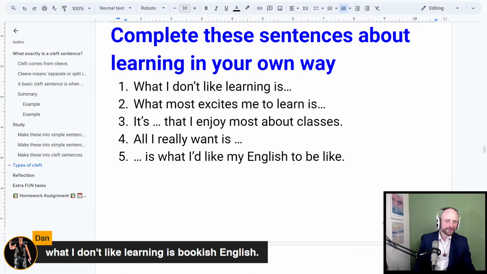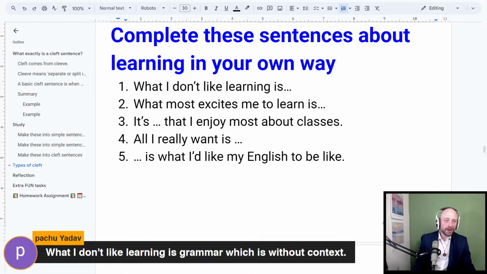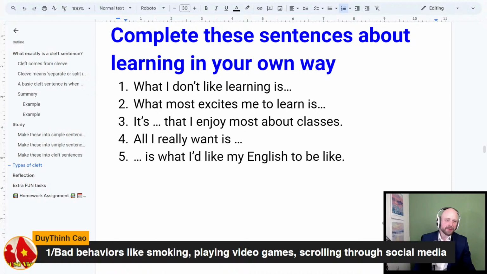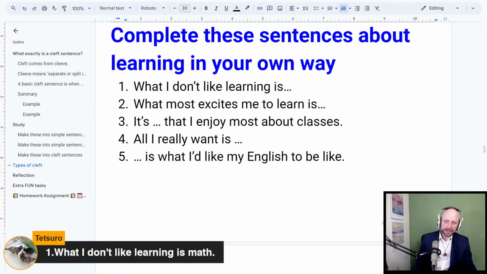Interesting. Oh, what I don't like learning is grammar, which is without context. Nice, Pachu. Well done. That's a good thing to not like learning because it sucks. What I don't like learning is bad behaviors like smoking, playing video games, and scrolling through social media. Yeah, Zui, that's a very good point. Tetsuro says, what I don't like learning is math.